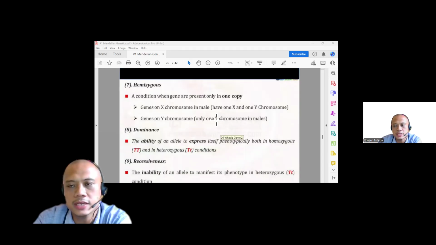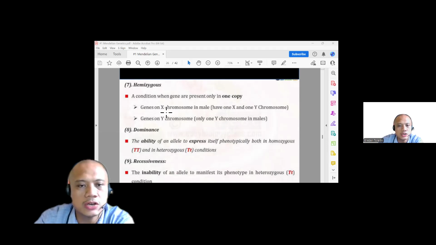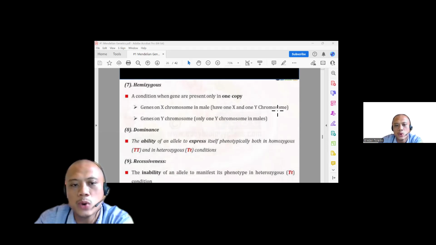And hemizygous. I am not commonly using this one, but it is a condition when genes are present only in one copy. What does that mean? Genes on the X chromosome in a male, who have one X and one Y chromosome. Genes on the Y chromosome, only one Y chromosome in a male.